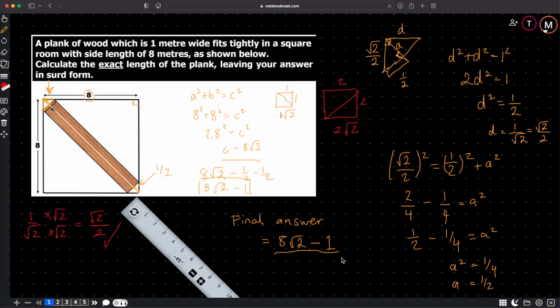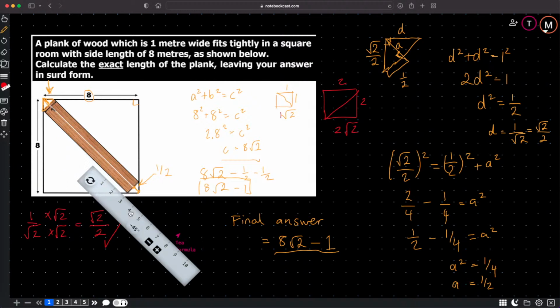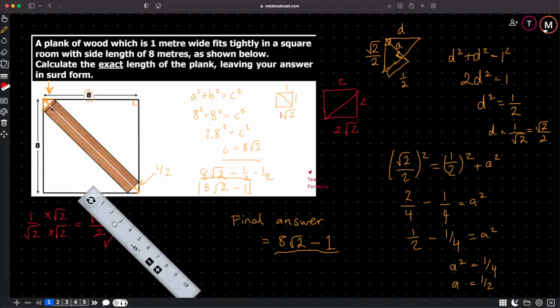I was going to think of a joke. After all of this work that we've done, it says, what is the exact length of that plank? And I saw you had a ruler out. I was thinking, okay, you're gonna literally measure this and cheat. Yeah, easy. But it's actually a fantastic question to ask.